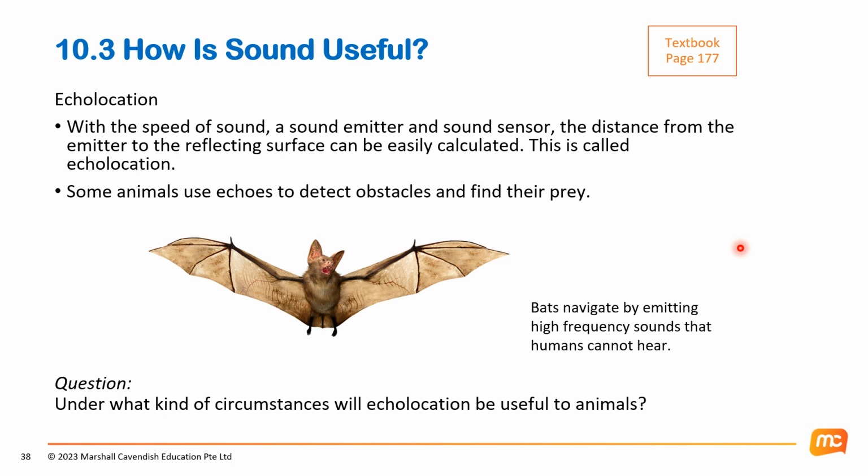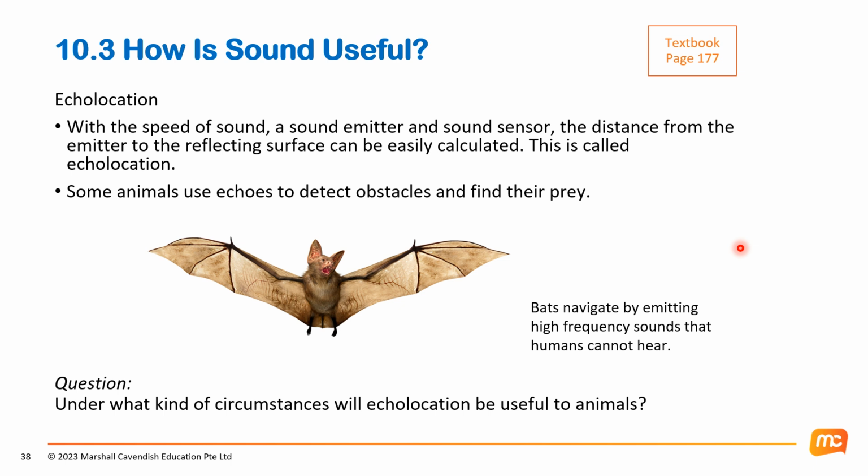So the delay between the emission of the sound and receiving the echo tells the bat the distance it is. And with its very complex and sophisticated ears, it is also able to figure out the direction in which the echo comes from, and therefore pinpoint the location of its prey or the obstacle.